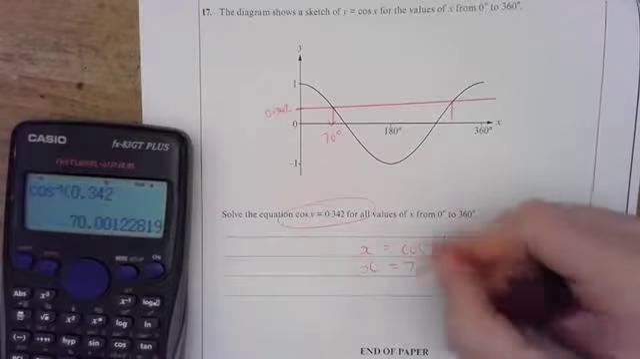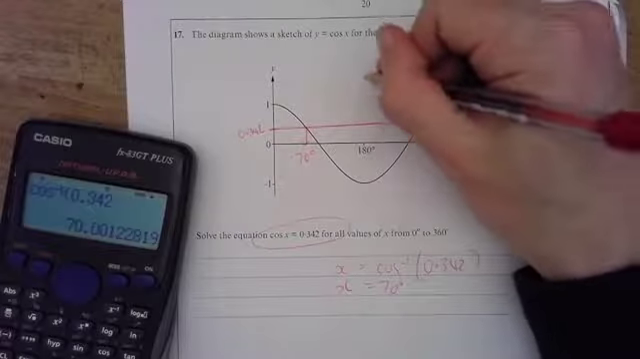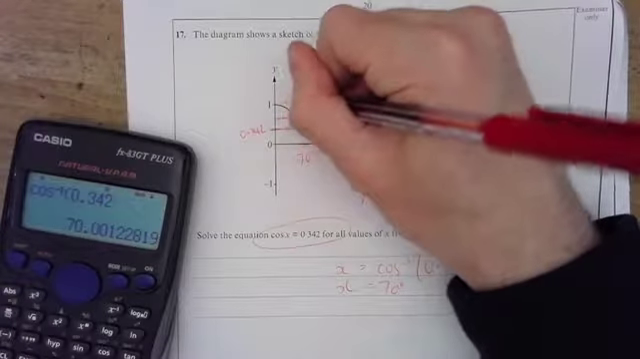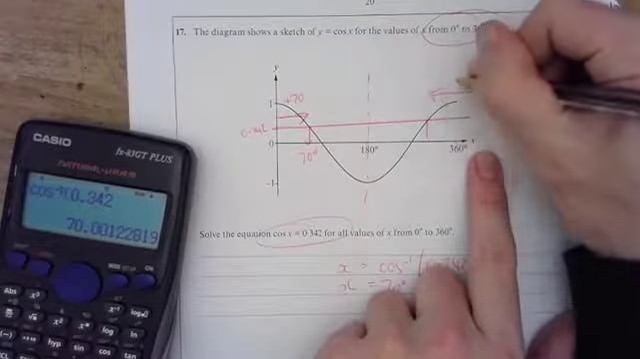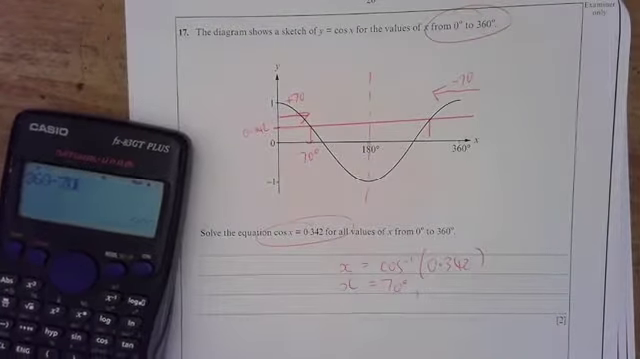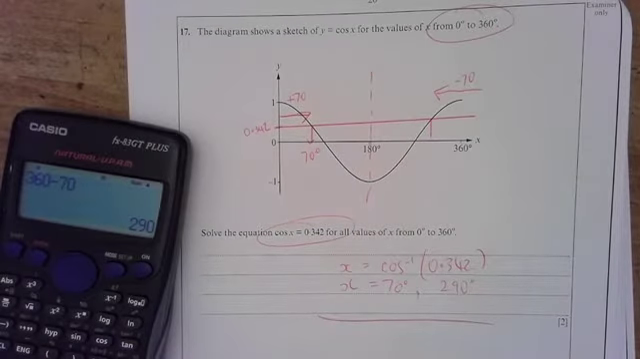That answer there is 70 degrees, but there's also another answer in the range from 0 to 360. There is a line of symmetry here. I've come in 70 degrees from here, which means I want to come back 70 degrees here. So we do 360 minus 70, which gives me the answer 290 degrees, and that is that paper finished.